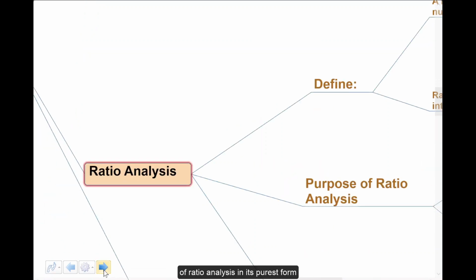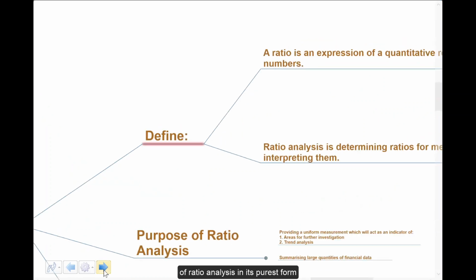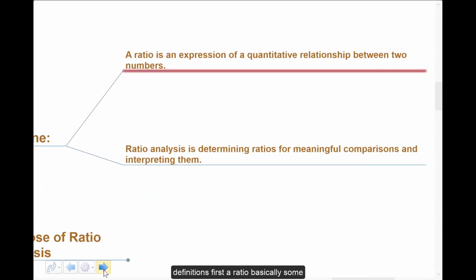Outside of that, when we think of ratio analysis in its purest form, what do we mean? Well, let's do some definitions first. A ratio, basically some sort of relationship between two numbers. So for argument's sake, let's say the gross profit ratio or gross profit margin is the relationship between revenue and sales, and indeed the gross profit. So that's an important one, because clearly we get a feel for what it costs us in percentage terms to produce, let's say, a product, and what the profit on top of that is.